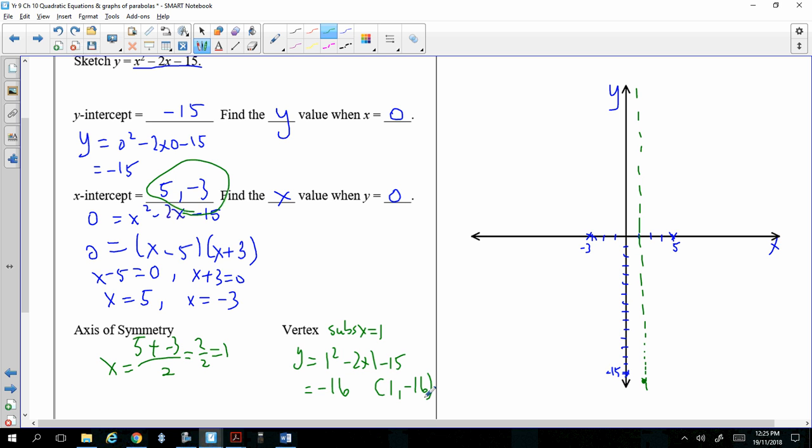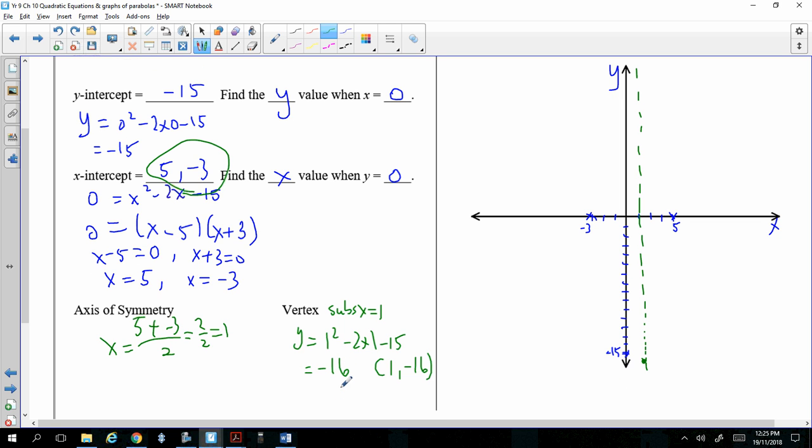So you substitute 1 into the formula, x squared minus 2x minus 15, and then use your calculator to work out the answer, which is negative 16. So your vertex is at 1, negative 16. And now you're ready to draw. So let me get a pen to do that. So let's draw it.